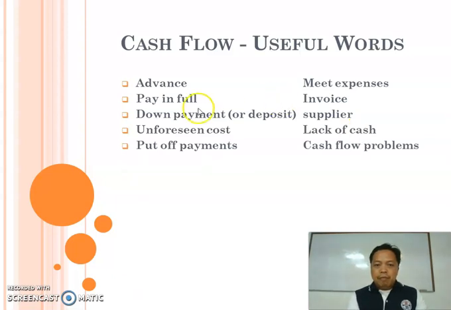Put off payment. So when do you pay? Cash flow problems, this is when the money that is used for the business or for other operations of the company is not enough also. There's a problem with the money. In business, the cash or money involved in the company should be enough.